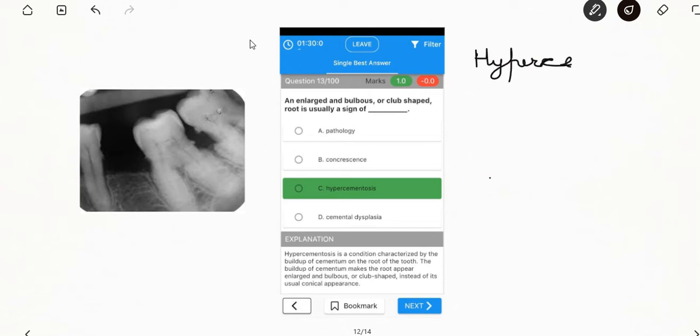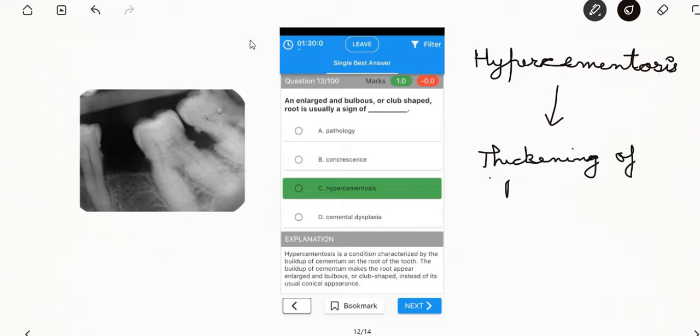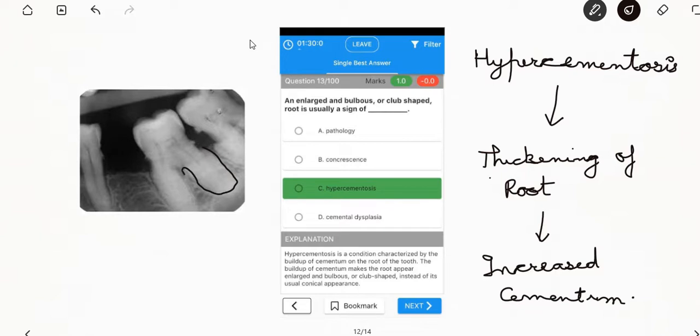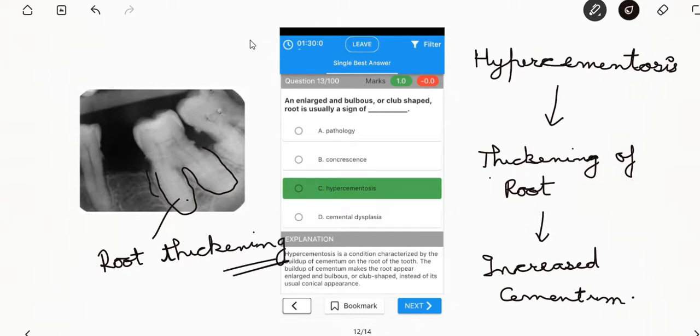An enlarged and bulbous or club-shaped root is usually a sign of hypercementosis. Now, what is hypercementosis? Hypercementosis, or the term used, cemental hyperplasia, means that there will be excessive cementum. So there will be deposition of excessive cementum.